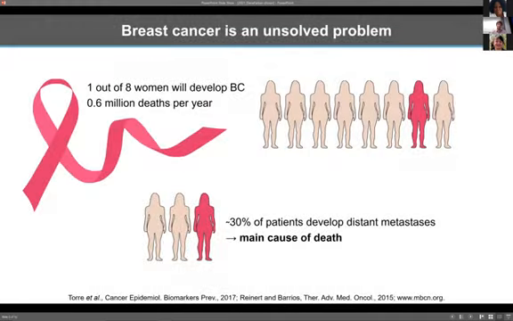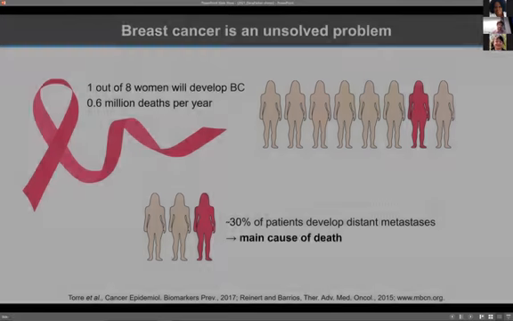So in my group, we have a focus on breast cancer. We also work on other cancer types, but we have a focus on breast cancer. And despite the great improvements over the last decades in treating this disease, it is still an unsolved problem. 1 out of 8 women will actually develop breast cancer, and it leads to about 600,000 deaths per year, mainly through the development of distant metastases.